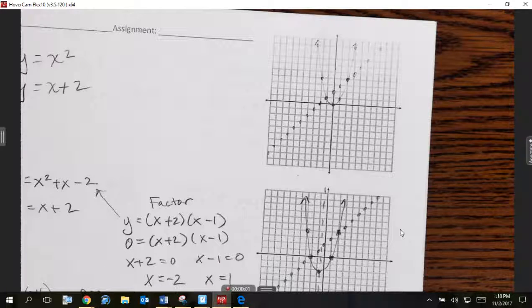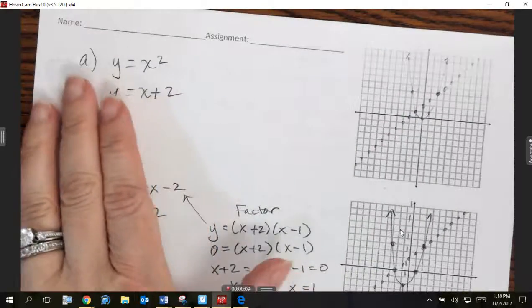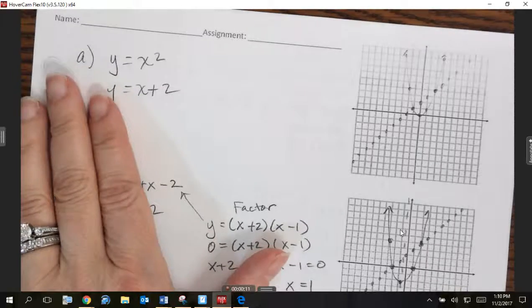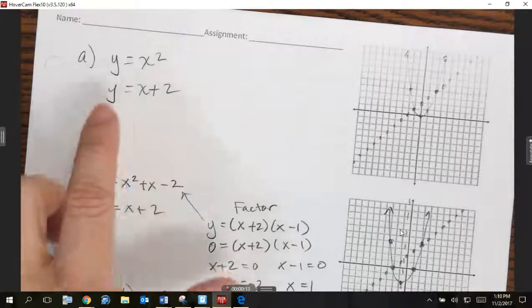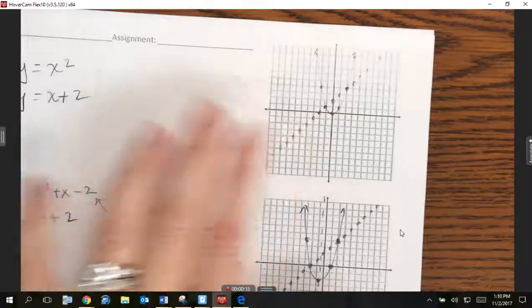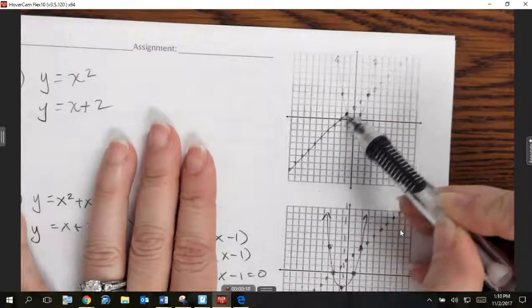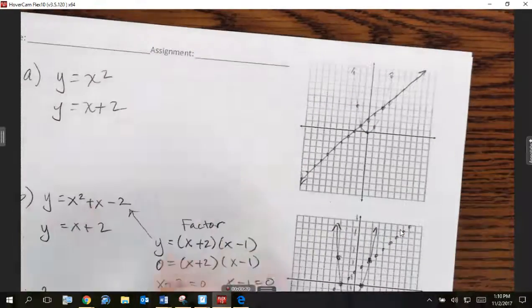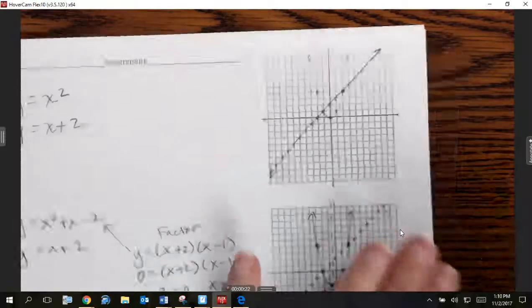Okay, so you guys graphed 2 equations per graph. The first equation, I didn't really need to show much work because y equals x squared is the parent function. So I just graphed my parent function. And then y equals x plus 2 is just the y equals x line, but shifted up 2.